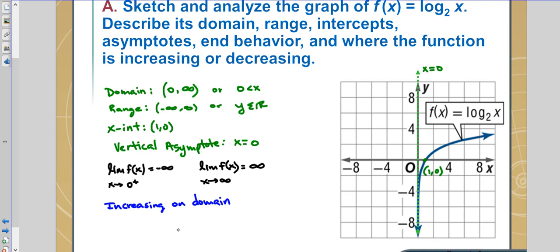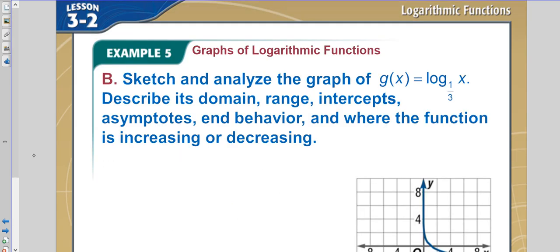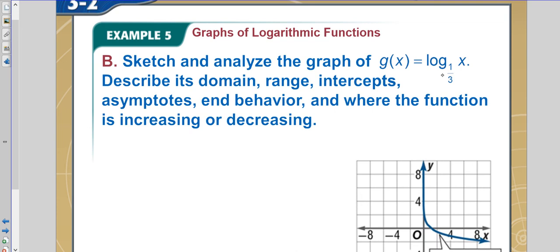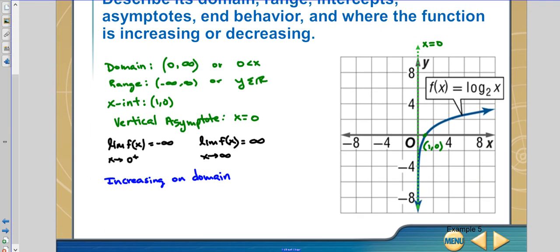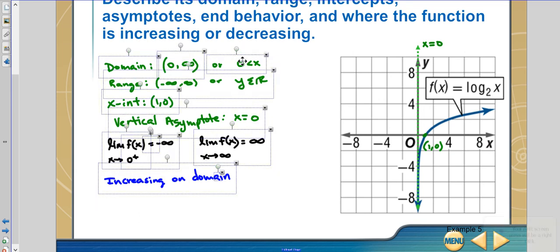Okay, now let's look at this. What happens when my base becomes 1/3? This would be kind of like a decay function from earlier. Now we have this graph, but instead of it going up over time, it goes down because the base is 1/3. So basically, almost all of this stays the same. There's only going to be a few things that change. So I'm just going to copy this real quick.